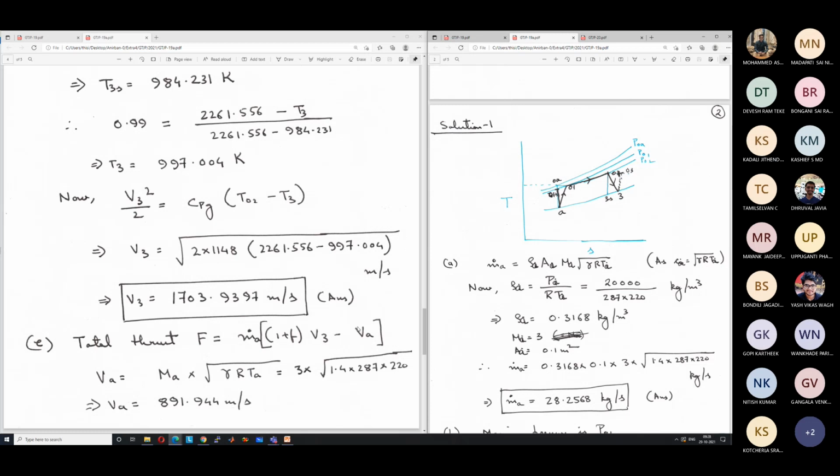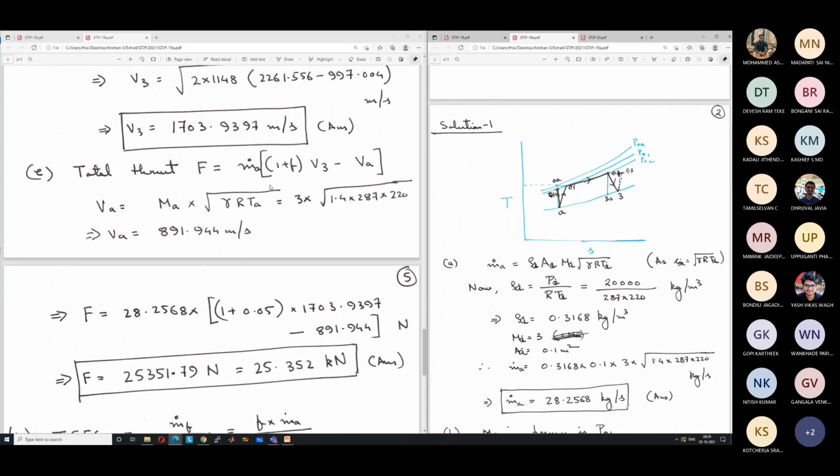So we have to find VA. We have not done it previously; we could have done it previously, but we have not. VA is equal to the Mach number into the speed of sound, Ma into root over gamma R TA. So 3 into root over 1.4 into 287 into 220. Again, R you have to put as 287 joule per kg Kelvin, not 0.287 kilojoule per kg Kelvin. So the intake velocity is 891.944 meter per second, which is Mach number 3 at the ambient condition. And you can see that the exhaust velocity is much higher.